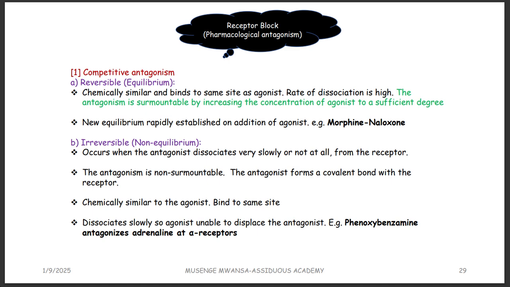And then irreversible, which is the non-equilibrium antagonism. This includes, for example, phenoxybenzamine, which antagonizes adrenaline. So these ones are irreversible. And we also gave an example of which one? The organophosphate poisoning, which is also irreversible. So we need to make sure that we take note of that.